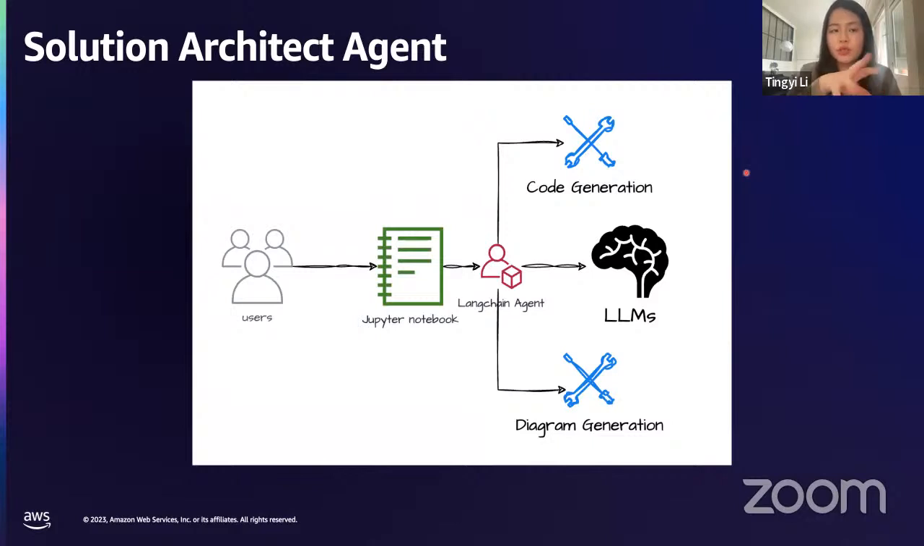For instance, the user says, okay, build me a diagram to connect Amazon S3 to Lambda, and then it will produce a diagram for you. On the other hand, if you say, okay, write me a code snippet to upload some file to S3, it will generate a code snippet for you. So the LangChain agent is able to tell you which tools I should use. I was planning to show you some demo, but I think time is a bit limited. But I will share the link with you.